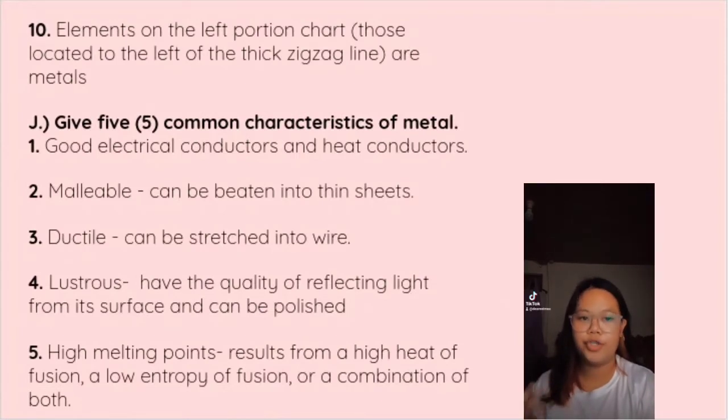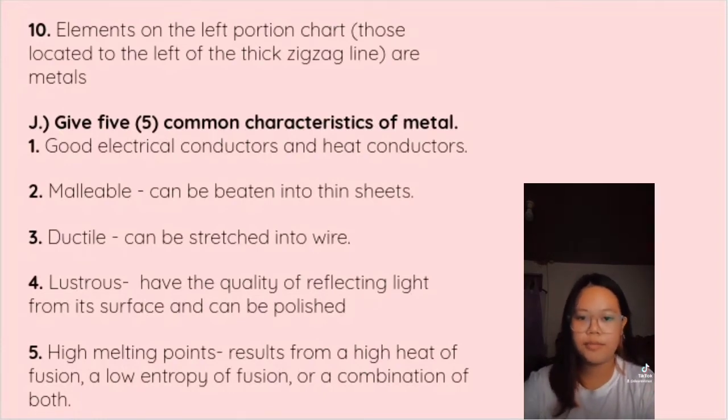Elements on the left portion of the chart, those located to the left of the thick zigzag line, are metals. Give 5 common characteristics of metals. 1. Good electrical conductors and heat conductors. 2. Malleable, can be beaten into sheets. 3. Ductile, can be stretched into wire. 4. Lustrous, have the quality of reflecting light from its source and can be polished. And last is high melting points, which results from a high heat of fusion, a low entropy of fusion, or a combination of both.